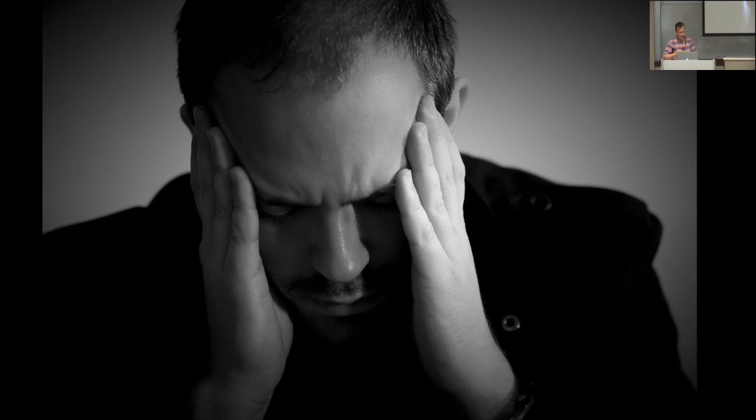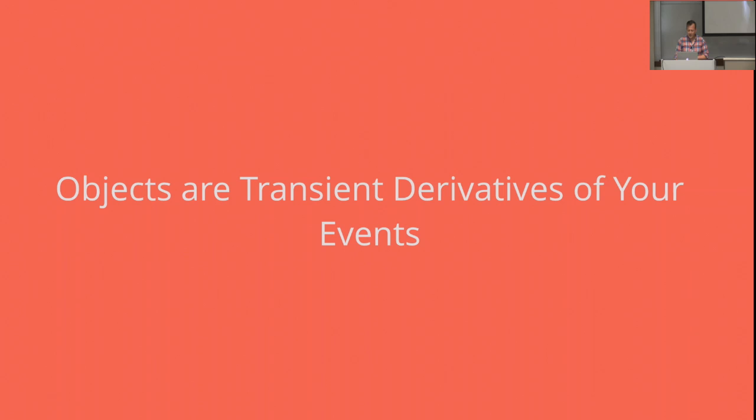Anyway, transient objects. And I think this is where event sourcing starts to hurt your brain. In order to fully grasp what it is, it's important to realize that the objects that you work with are transient derivatives of your event stream. And they are ephemeral and must be built up from the events to be used in a traditional manner within your application.